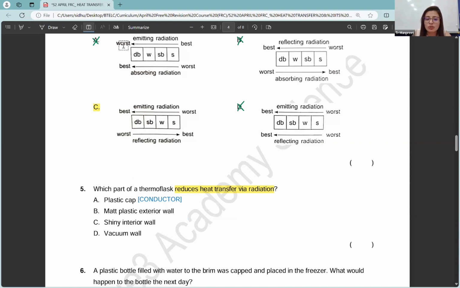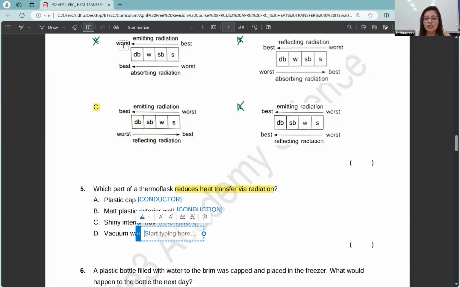Right? Also, we know it's by conduction. Okay. Now, shiny wall. Yes. This is definitely going to be radiation, right? Reduces heat transfer. Now, what about vacuum? Vacuum, is it able to reduce heat by radiation? No, it reduces heat by conduction and convection.